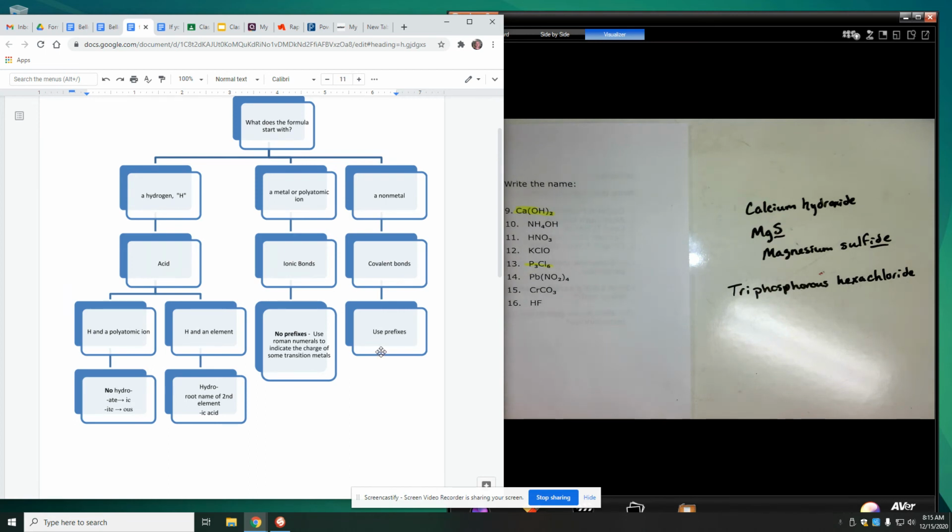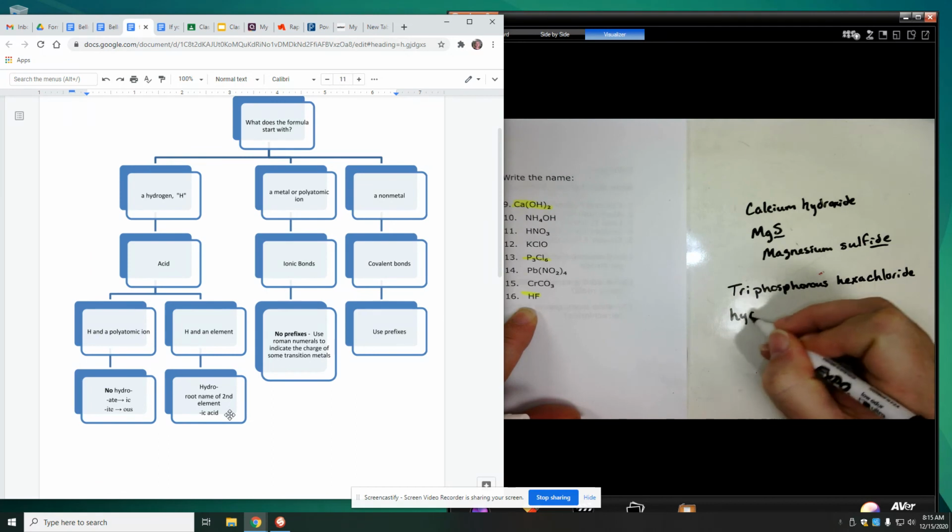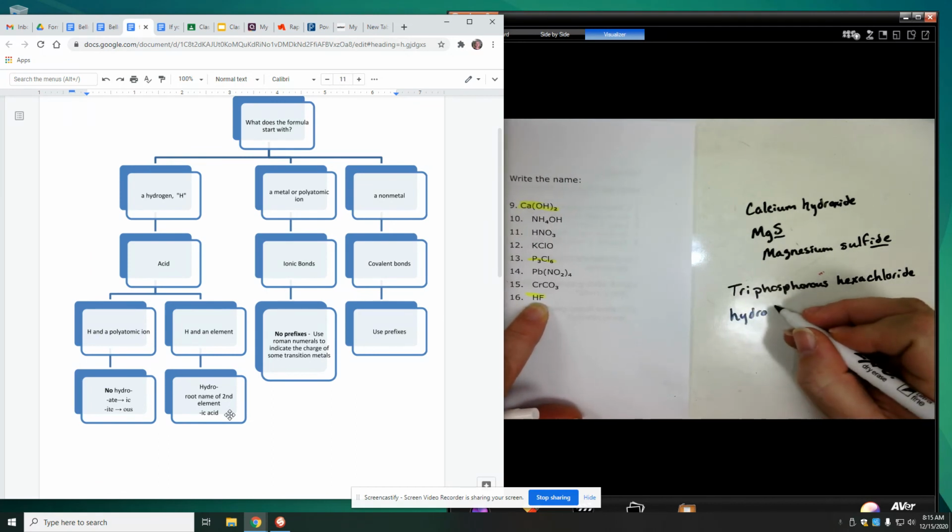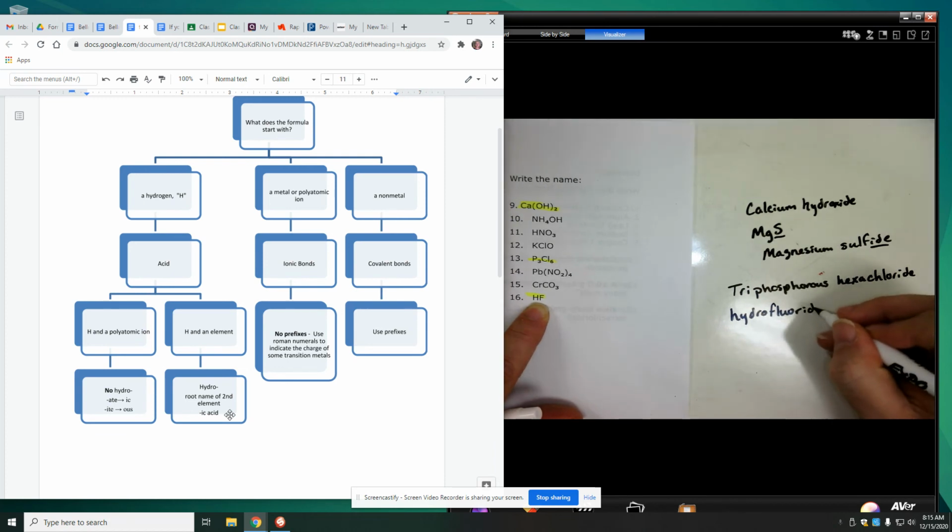Because it started with a nonmetal, it's a molecule. All right, and now let's look at this last one right here, number 16. It starts with a hydrogen, so we know it's an acid. Is it hydrogen and polyatomic ion or hydrogen and element? Well, that's the one we want to choose here. And so it's going to start with hydro, the root of the second element's name, and then ic, acid. So hydro, the second element is fluorine, so this is fluor, and then fluoric, and then acid.